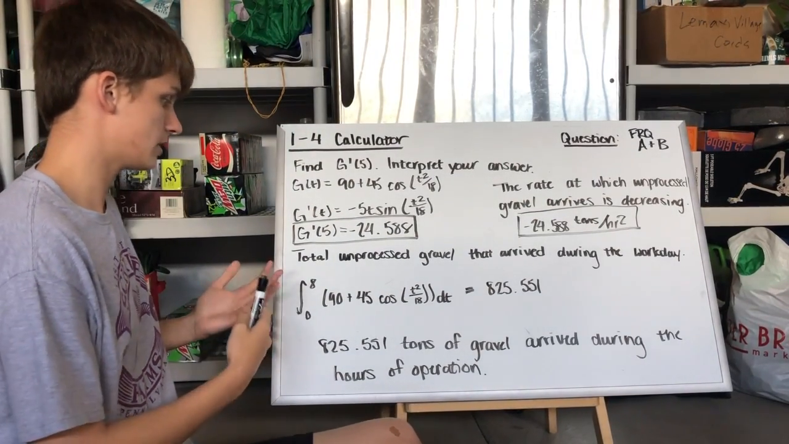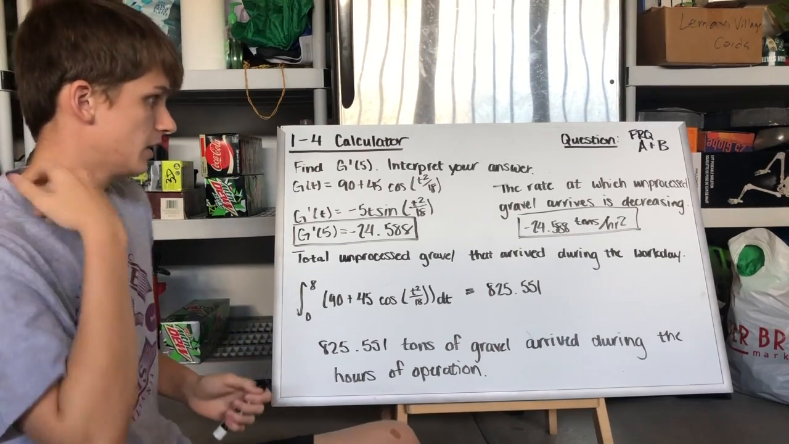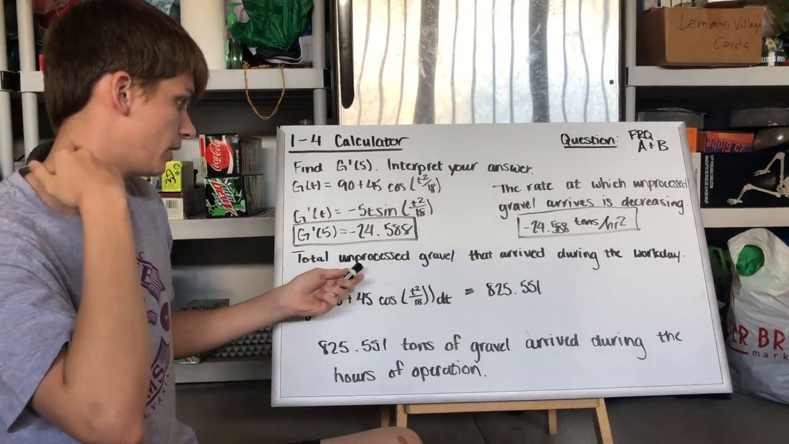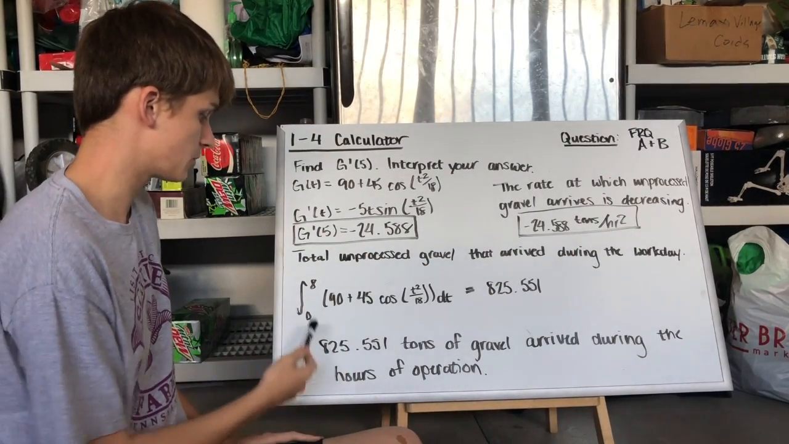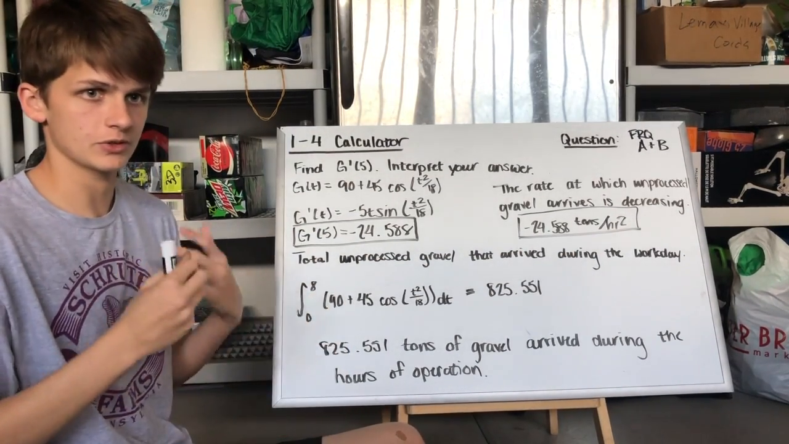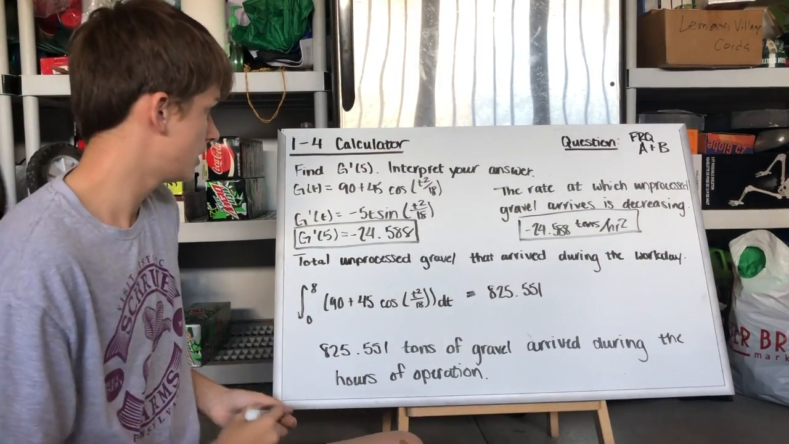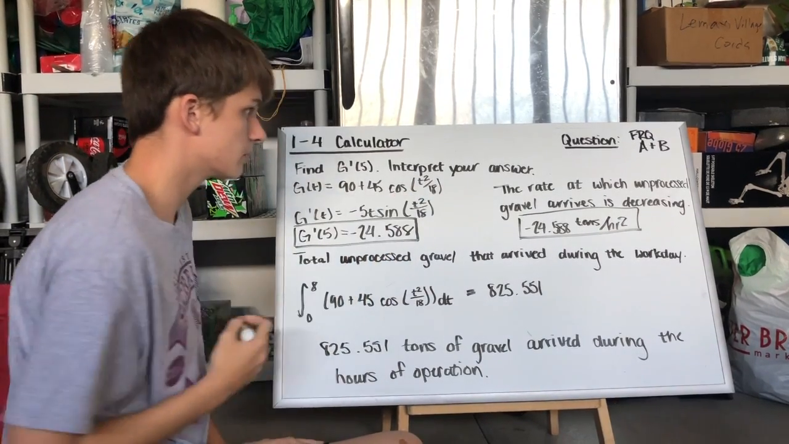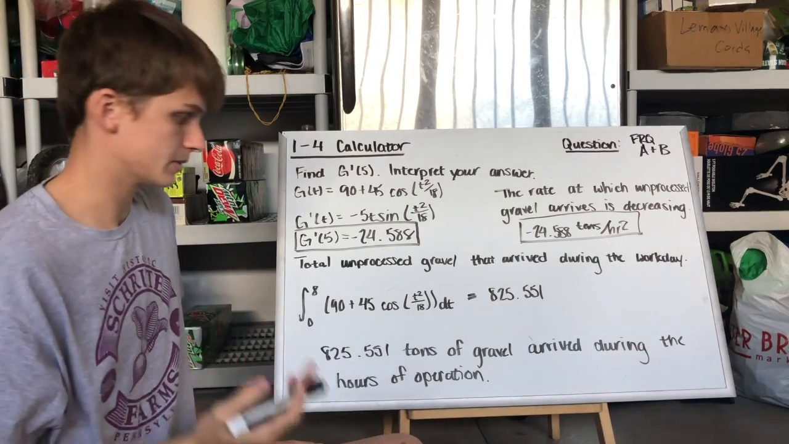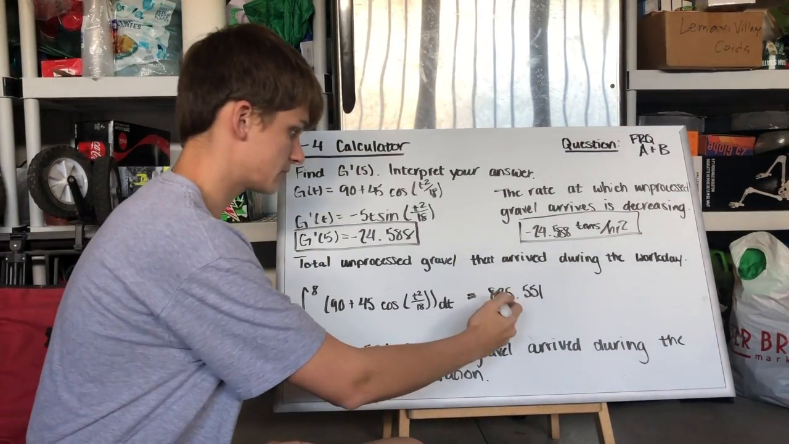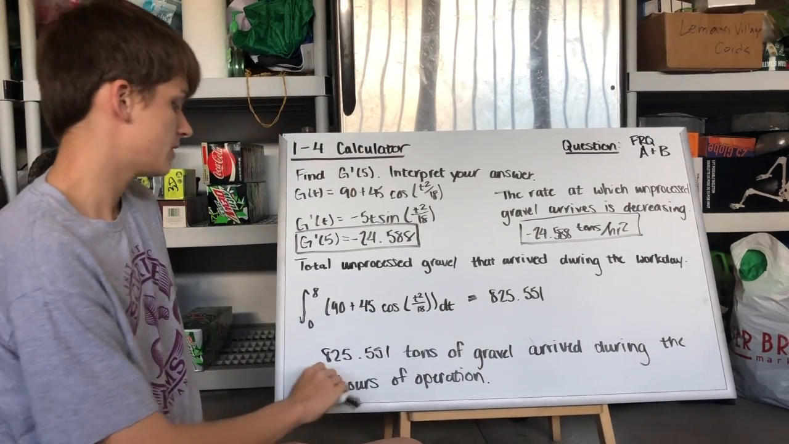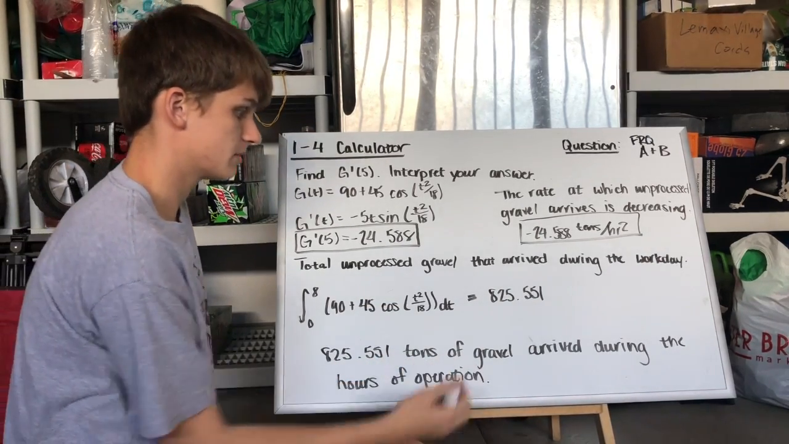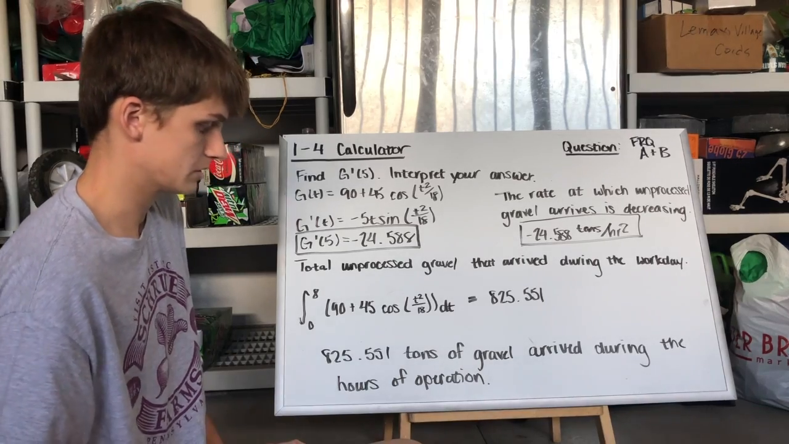Then for part B of the FRQ, we have to find out the total unprocessed gravel that arrives during the workday, so we can just do the integral from 0 to 8, since those are the hours of operation, of the rate at which unprocessed gravel is arriving, which comes out to be 825.551. So 825.551 tons of gravel have arrived during the hours of operation.